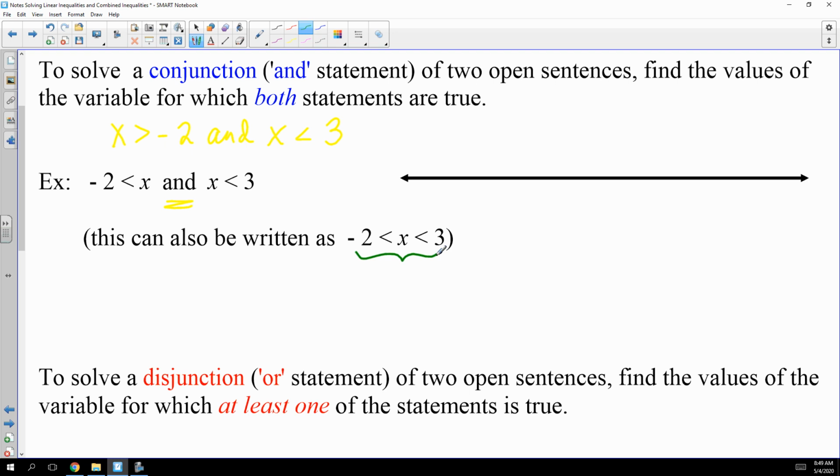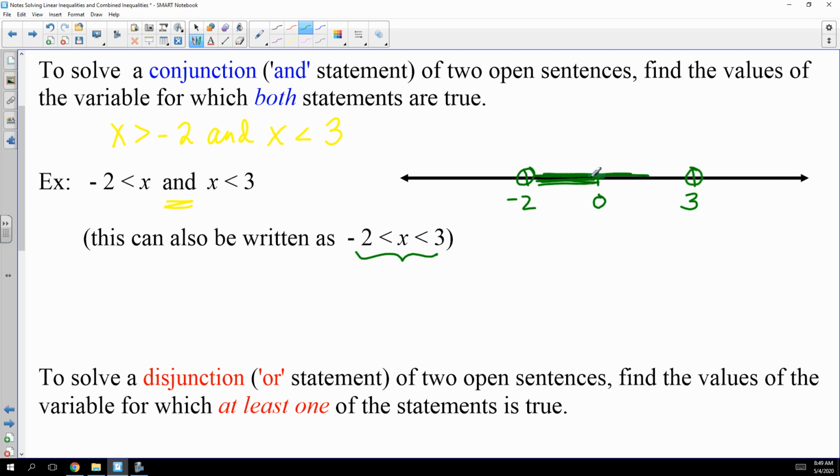And I'll go ahead and graph this one. This looks like negative 2, 0, 3. Remember that negative 2 and 3 are not included in the solution. So we're talking about values that are greater than negative 2 and at the same time less than 3.